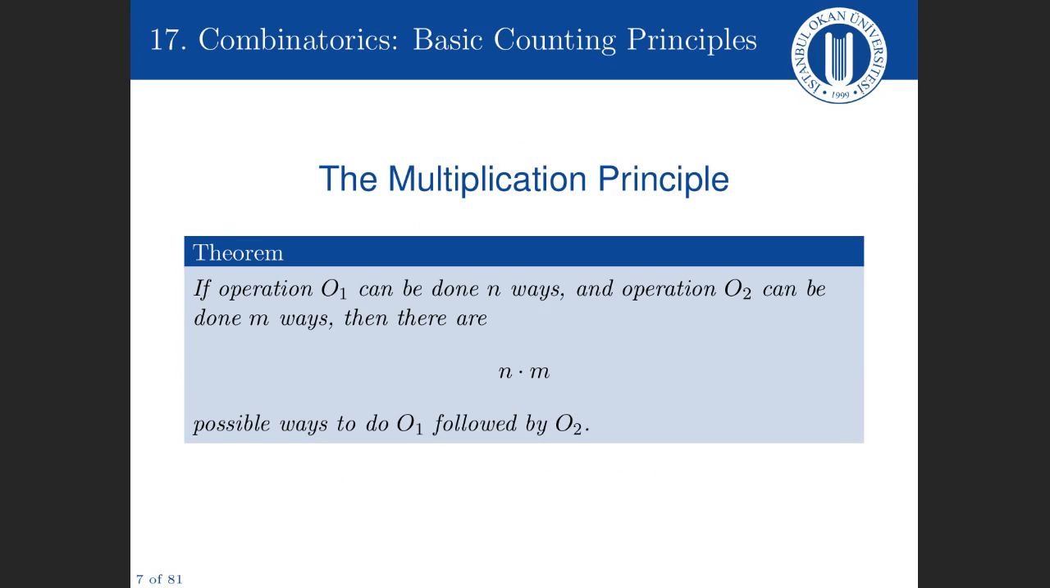Next principle. Let's suppose we have two things we're counting, two operations, let's say. Let's suppose the first operation can be done in n ways, and the second thing can be done in m ways. We multiply n by m to find the number of ways to do O1 followed by O2.